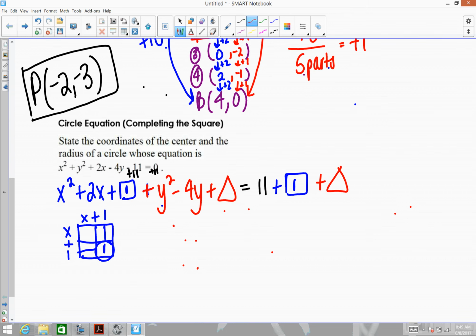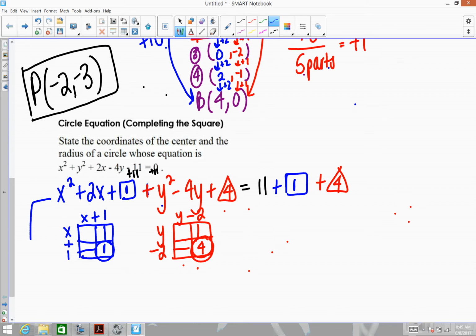And then we do the same thing over here for the y values. So we have y and y. Divide that -4 by 2, so you get -2. Multiply, you always have a positive number here because it's always going to be the same sign. So 4 and 4. So now what I do is I rewrite my trinomial as a product of its factors.